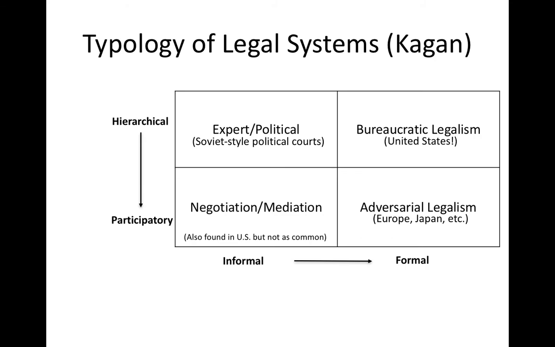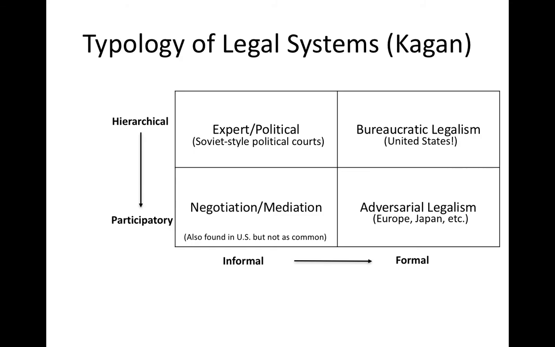So now if you go to the other axis, you can see on the bottom there that the two on the left, expert in political and negotiation and mediation, are considered to be informal. The two on the right, bureaucratic legalism and adversarial legalism, are considered to be formal. And so what we're talking about here are the court's requirement that they are governed by a clearly defined set of rules and precedents.